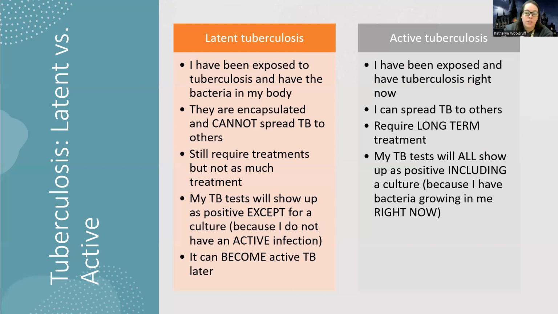With active tuberculosis, they're going to be positive probably for everything. Their TB skin test is going to be positive. Their T-spot or their blood test is going to be positive. They may show abnormalities on their chest x-ray, and they're going to have a positive sputum culture. That's because actively growing within my body right now is that Mycobacterium tuberculosis, because right now my immune system cannot encapsulate it, cannot hide it away. It is here actively causing a problem. So hopefully that makes sense.